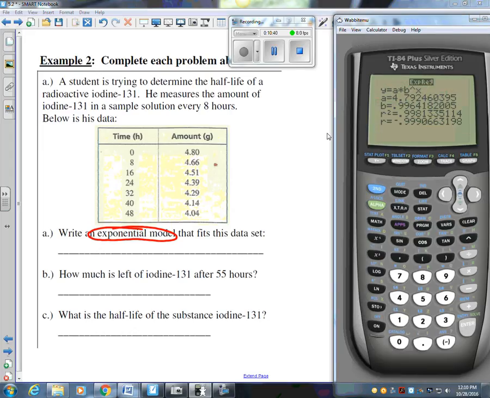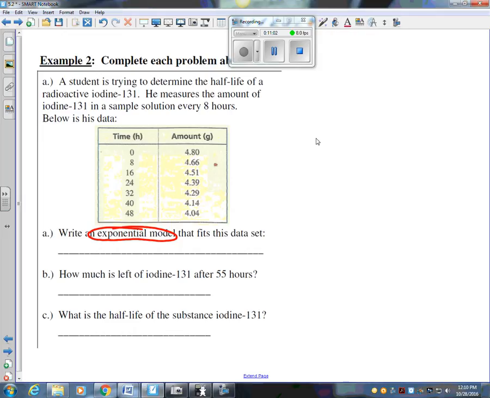Let's go at least 3 decimal places. So that would be 4.792 parentheses 0.996 to the x power. So the way I write that, y equals 4.792. You can put a times. I prefer for you to put a parentheses 0.996 to the x power.